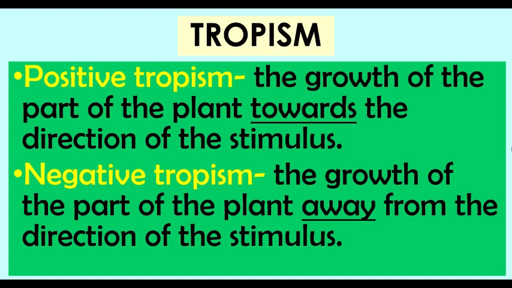Tropisms are directional growth responses of plants towards external stimuli such as light, water, gravity, and touch. By tropism, a part of a plant grows in a certain direction as a response to the stimulus. Tropisms occur slowly and are usually unnoticeable. When the part of a plant grows towards the stimulus, the response is called positive tropism. When the part of the plant grows away from the stimulus, the response is called negative tropism. Tropisms are named according to the stimulus involved.